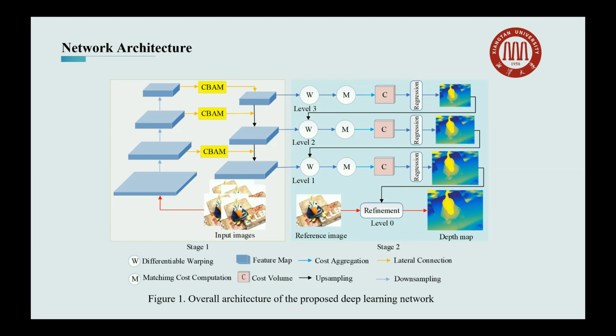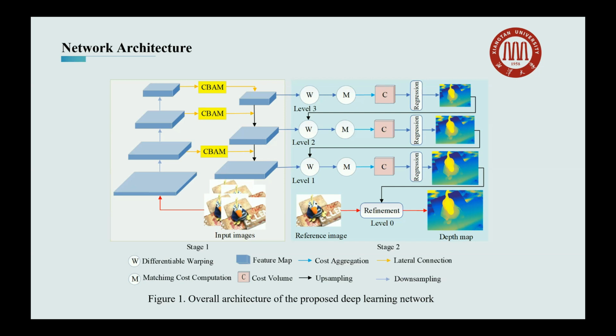In stage 1, it mainly focuses on generating different hierarchical feature maps using the attention-enabled feature pyramid network. In stage 2, it mainly focuses on depth map prediction by multi-level processing. In each level, the output depth map is obtained through 5 critical steps. That is, feature extraction, cost volume construction, matching cost computation, cost aggregation, and depth map regression.